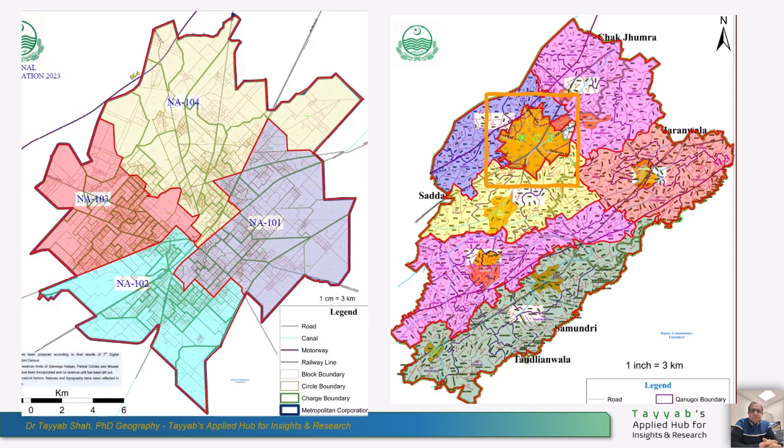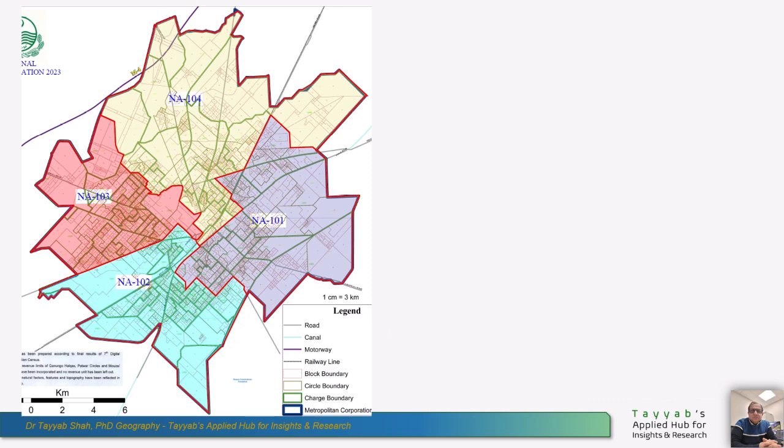For example, in the urban areas, MC Faisalabad, you can see those details, and if you look at them further, there are areas with green lines, I believe, which show the charge boundary, and then they have circle boundaries within those areas. So this is the way they use a combination of the census and census information to delineate the boundaries.